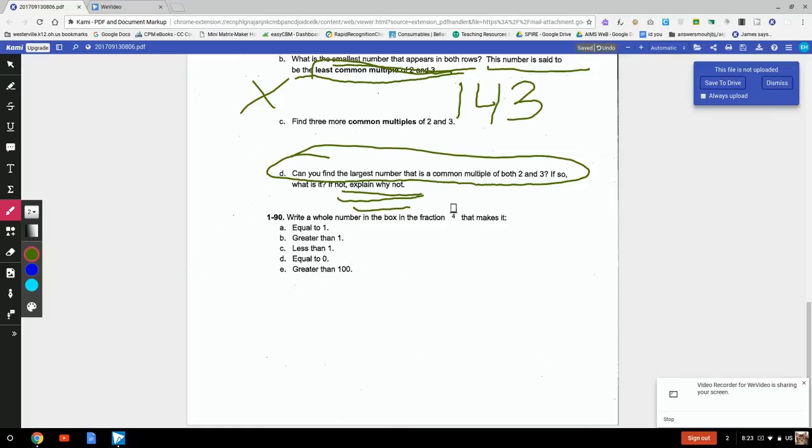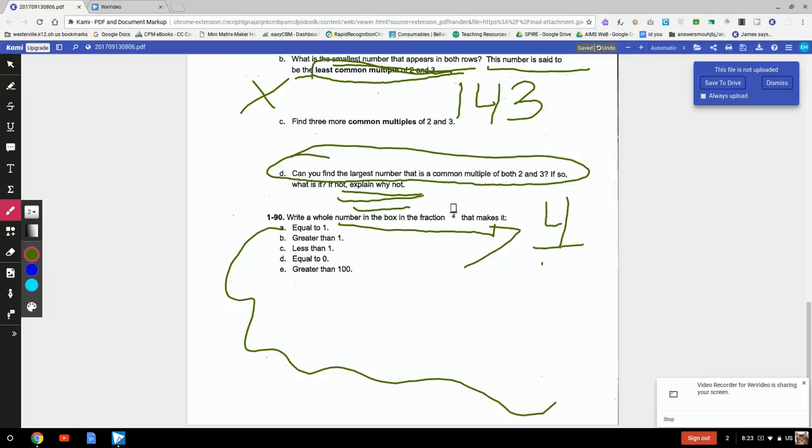Then the last question, you can probably spread these out. We have lots of room down here. Not a lot of room right there. But you're supposed to write a whole number in the box, in the fraction blank over 4. So again, equal to 1. You already did this earlier. What is equal to 1? Well, 4 over 4 is equal to 1. So that's the question there.